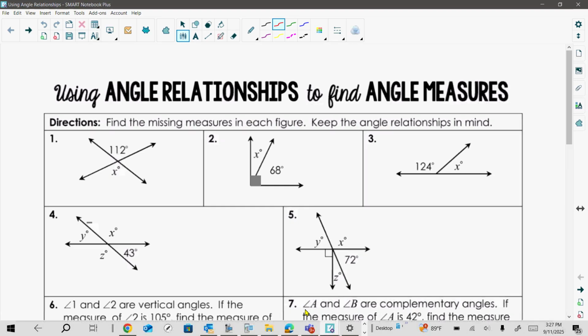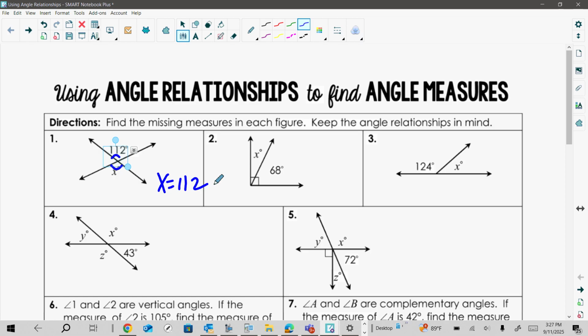So, for example, the first one here, these are vertical angles, angles that are across from each other. Sorry, my pen is not working. Let's try it. I'm probably going to have to pause this. They are congruent. So x here is 112.